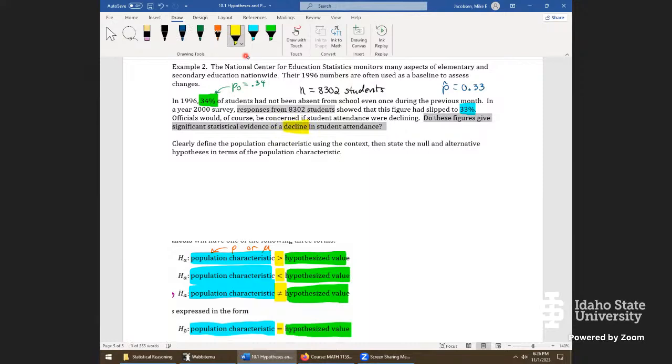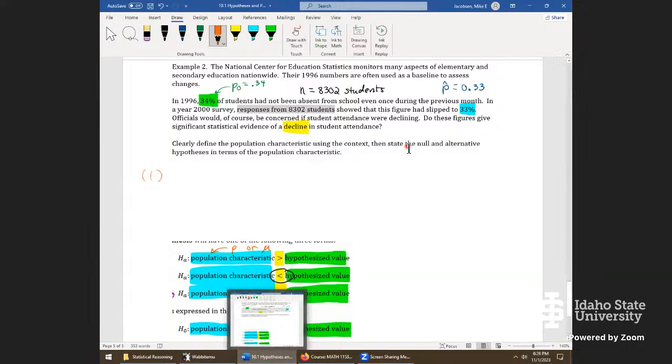So right from that one word here, we're going to be using the less than symbol when we go to write our hypotheses. So what's kind of crazy is we're just still reading through this problem and pointing out things that we're noticing. Down below, okay, I guess the problem is over. These are the instructions. Clearly define the population characteristic using the context. State null and alternative hypotheses in terms of that characteristic. So we're back to exactly what we were doing before in the prior problems. This is just a more filled out kind of problem, I guess you could say.